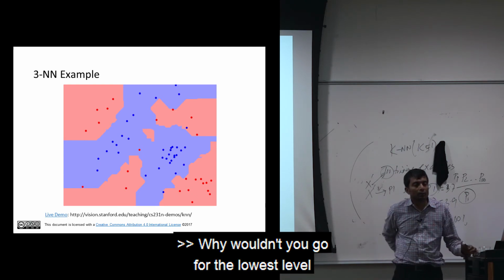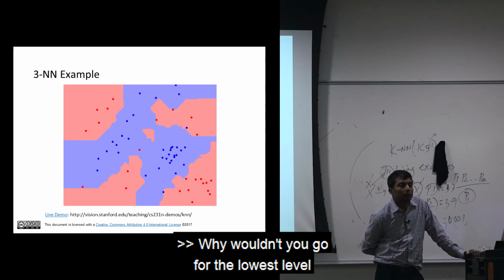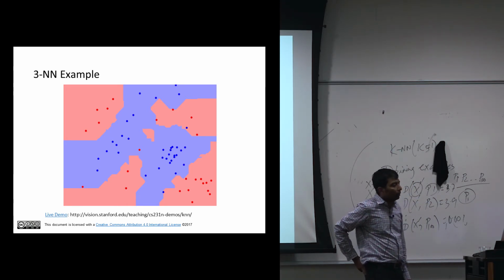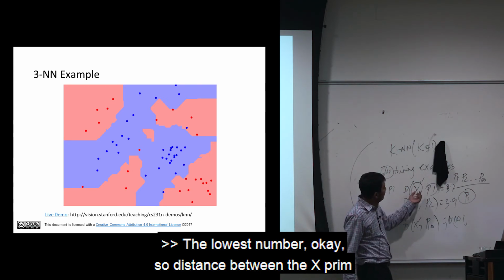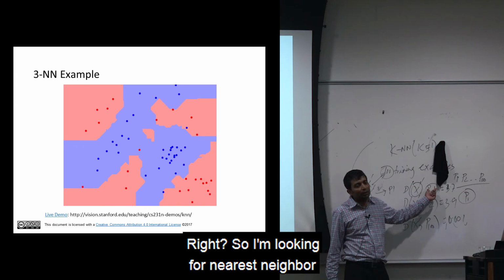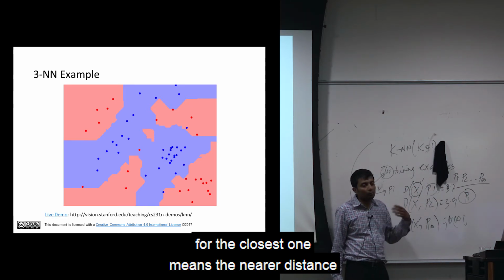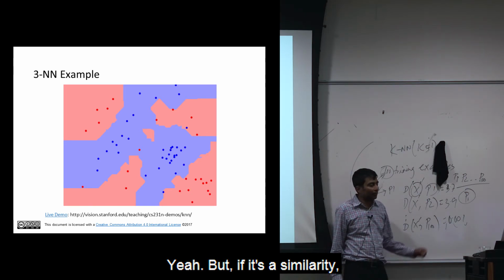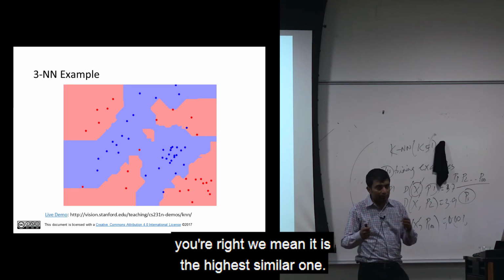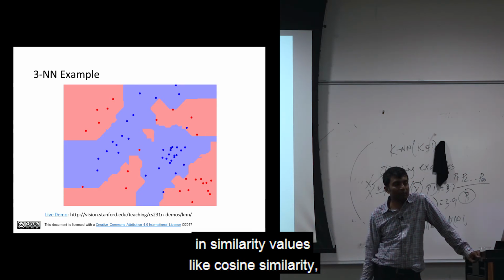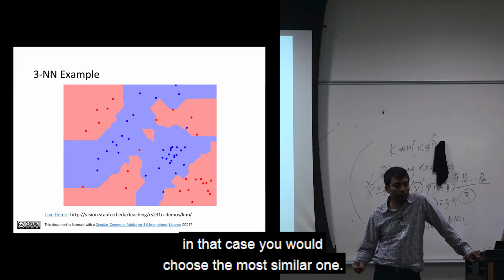Why wouldn't you look for the lowest number if it's the distance from the sample? Lowest number, okay. So the distance between x prime and the training point, right? I'm looking for the nearest neighbor from the training points, the closest one. In this case, this is a distance, so I need to look for the closest one, meaning the minimum or smallest distance. But if it is a similarity, you're right, we may need to choose the highest one. If instead of distance you represent them as similarity values like cosine similarity, in that case you will choose the most similar one.